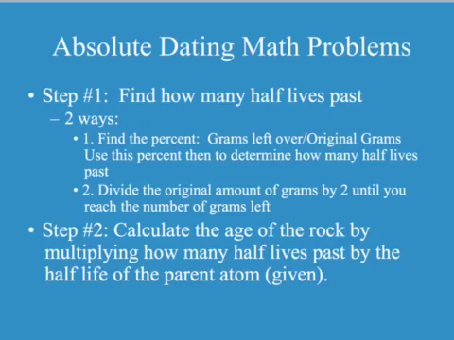Now there's a couple ways we can do this. To find out how many half-lives passed, you can first find the percent. So take however many grams left over divided by the amount of grams originally present. Or you can divide the original amount of grams by 2 continuously until you get the number of grams left that you're looking for. Let's do a couple sample problems.